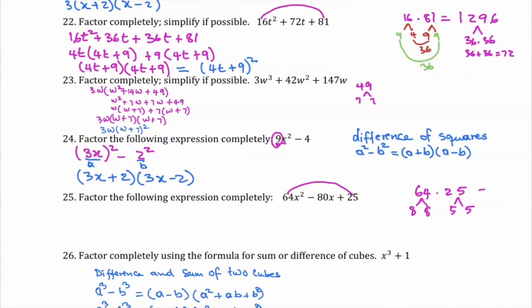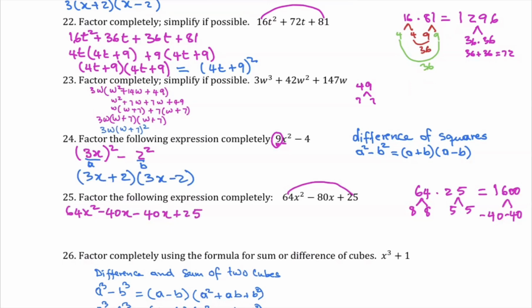So the product, if you want, that is going to be 64 times 25. That is 1,600. I'm gonna use 40 and 40, but both of them will be negative, right? So the sum will be negative 80, and then the product is positive 1,600. So I'm gonna bring them back in the equation. 64x squared minus 40x, another minus 40x, plus 25.